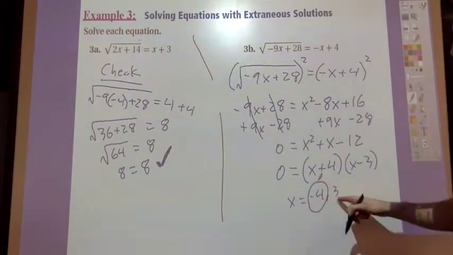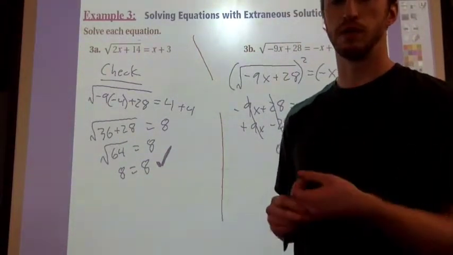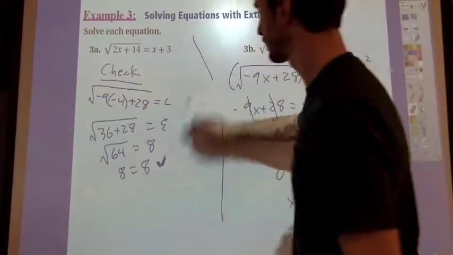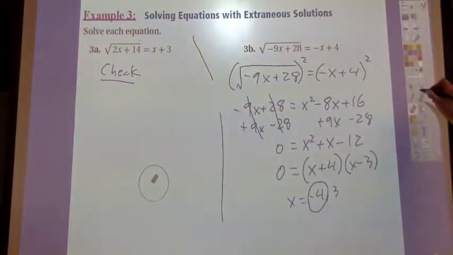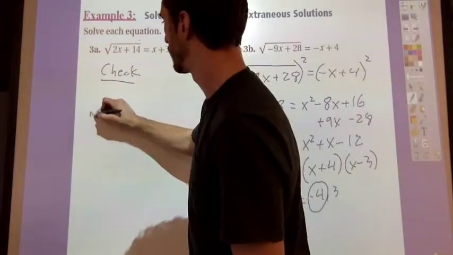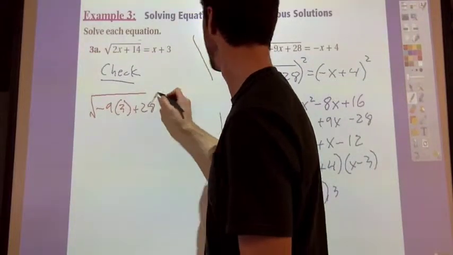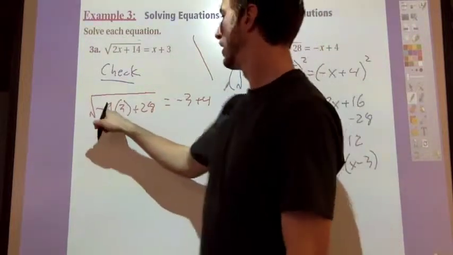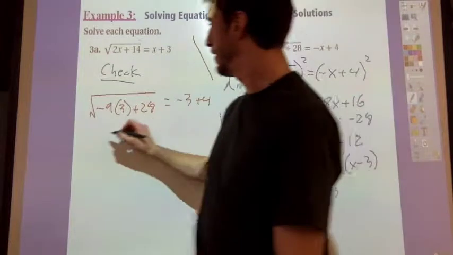That one works. Let's try 3 because sometimes both solutions work, and that's the truth. So let's check 3. Okay? So we're checking 3. So we've got the square root of negative 9 times 3 plus 28 equals negative 3 plus 4. Negative 9 times 3 is negative 27.